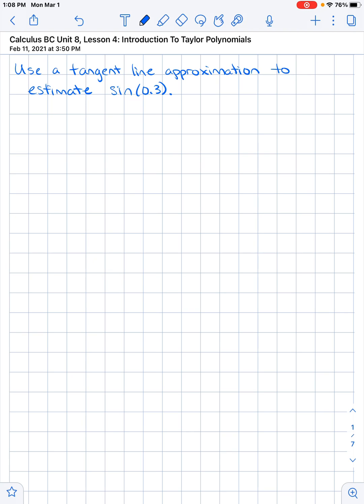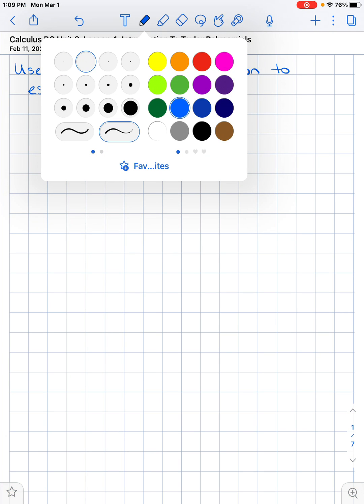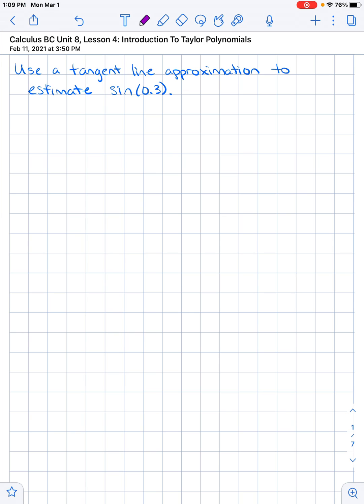Okay, so when we solve a problem like this, we think about a point that is conveniently close to 0.3, something that we know a little bit about when we're trying to write the equation of the tangent line. Because what I'm trying to do right now is, if I've got the graph for sine, and here's 0.3, I want to use a line tangent to that curve that will be really close to 0.3.